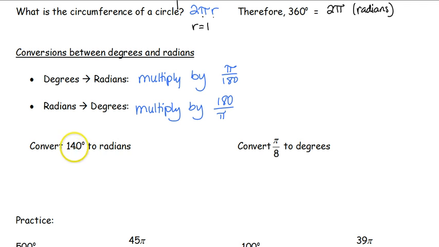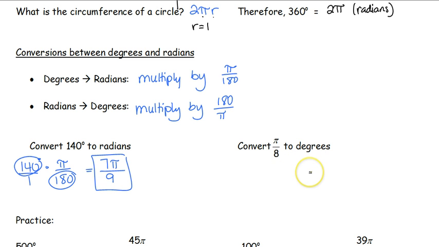So if I want to convert 140 degrees to radians, so I want to go from degrees to radians, I'm going to use this first conversion. So I have 140 degrees. I'm going to multiply that by pi over 180. Our first piece wasn't a fraction. I could put it as a fraction by putting it over 1. 140 times pi divided by 180. So we are going to reduce 140 and 180. That's going to reduce down to 7/9. So that just becomes 7 pi over 9.